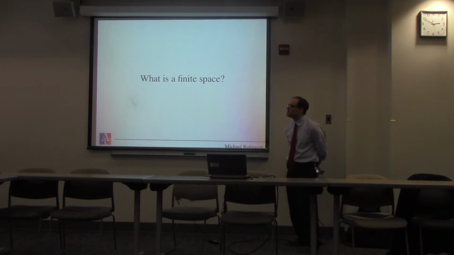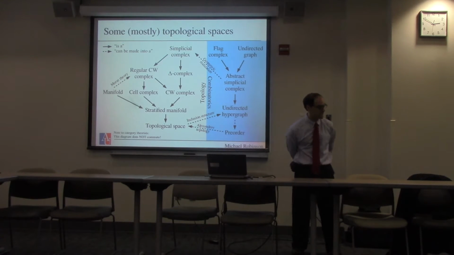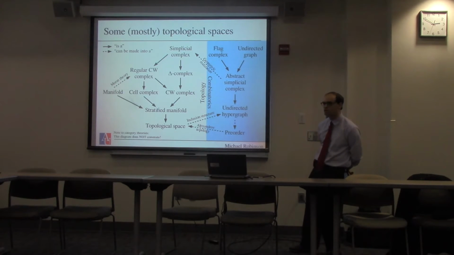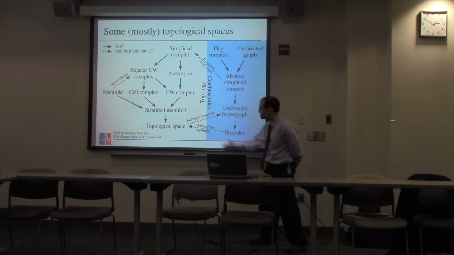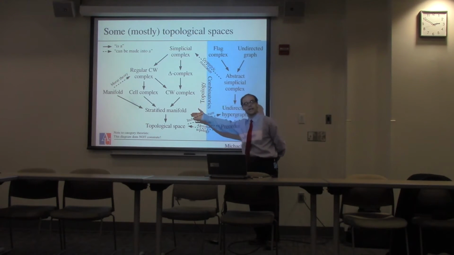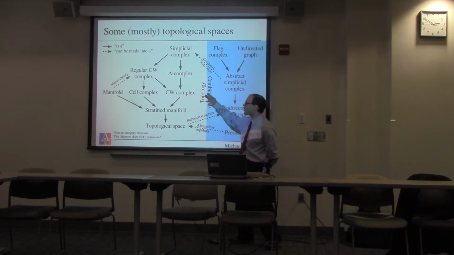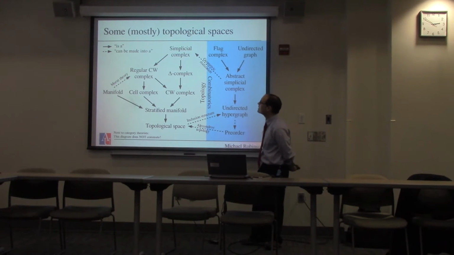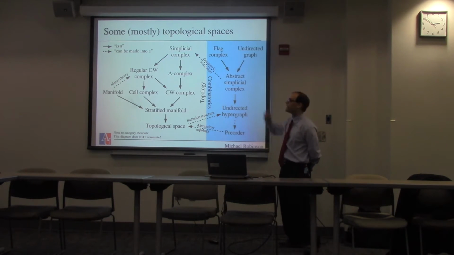So I want to know what a finite space is, and it's a topology. Now, topological spaces, there's a lot of them out there. This is sort of a partial taxonomy. There are lots of topological spaces. There's the standard topological space. There are manifolds. Manifolds are kind of nice. They look like Euclidean space. And then there are many different kinds of other things that are built off of bits and pieces of manifolds, and more complicated objects that have more and more structure as you move up in the diagram.